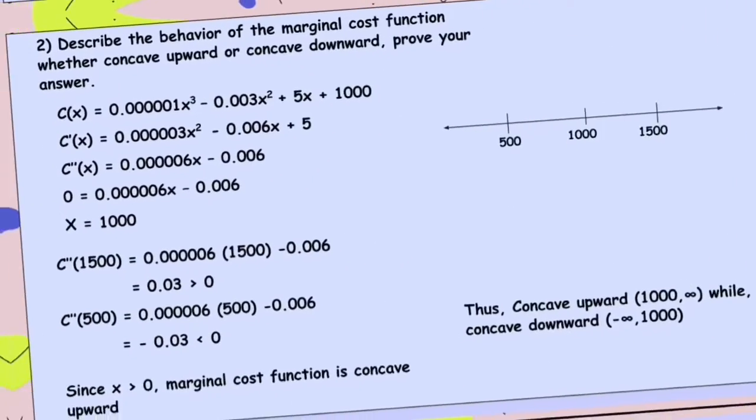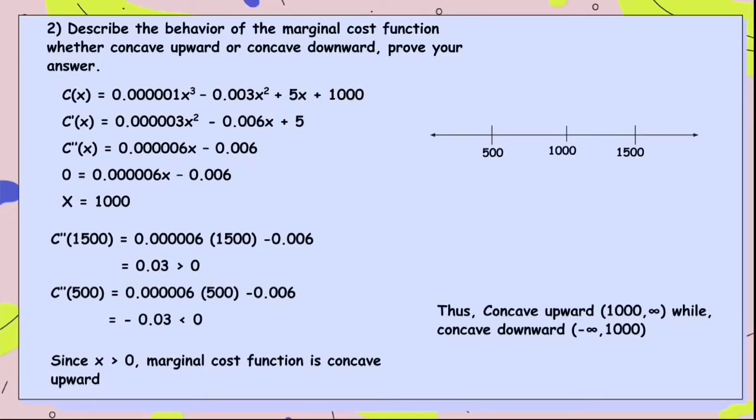Okay, next question B2. Describe the behavior of the marginal cost function, whether concave upward or concave downward, and you must prove it. So, for the solution, we have to use the function in the equation, which is C(x) equal to 0.00001x cubed minus 0.003x squared plus 5x plus 1000, to find the first and second derivative.